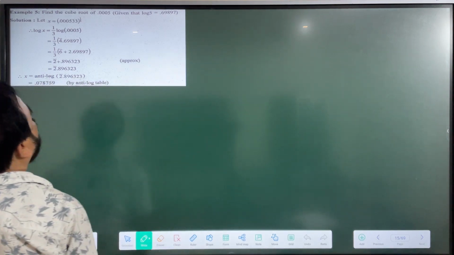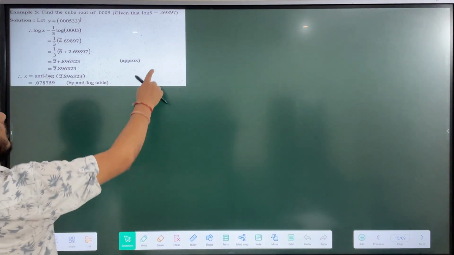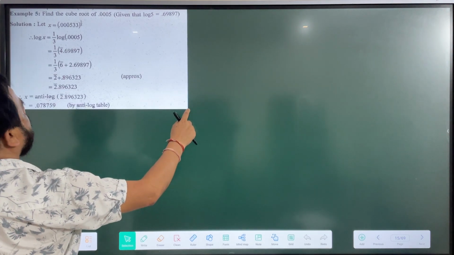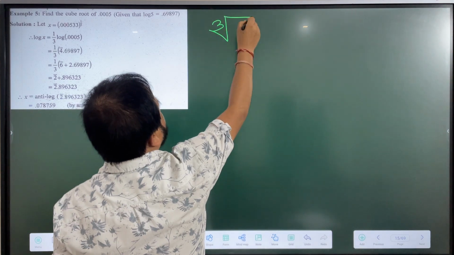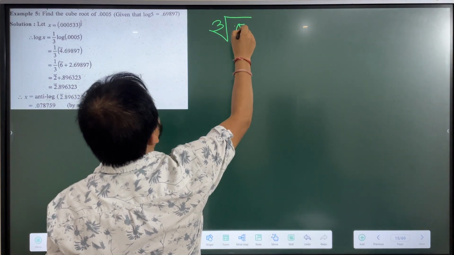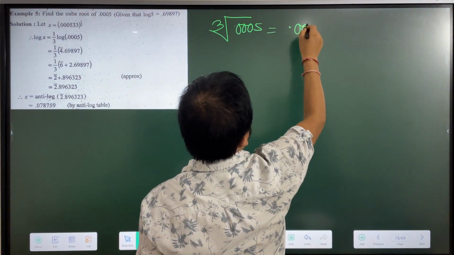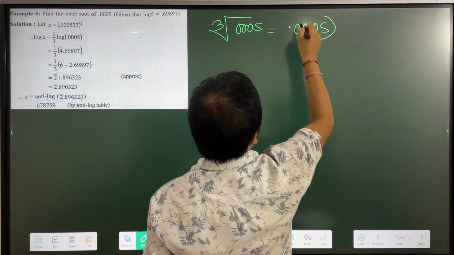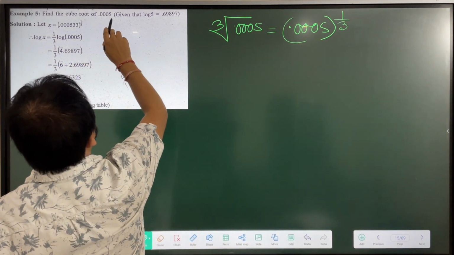Find the cube root of 0.0005. Log 5 is given. So this is an easy sum actually. Cube root means, actually we write cube root like this, or we can write 0.0005 to the power 1 by 3, same meaning. So find the cube root of 0.0005.